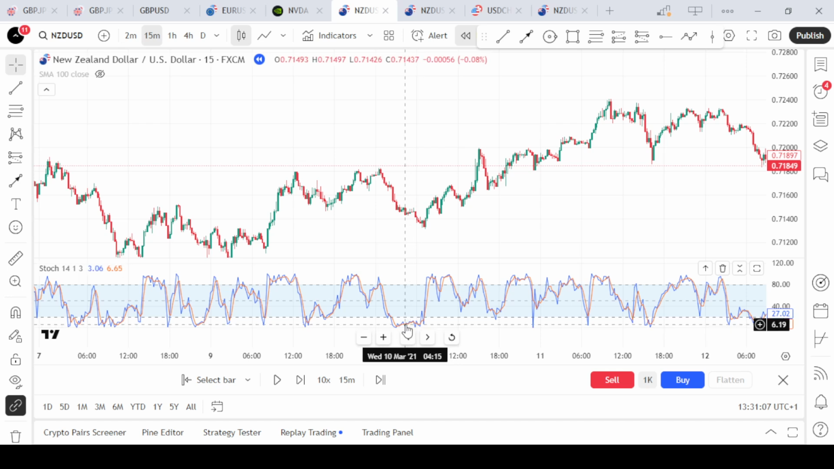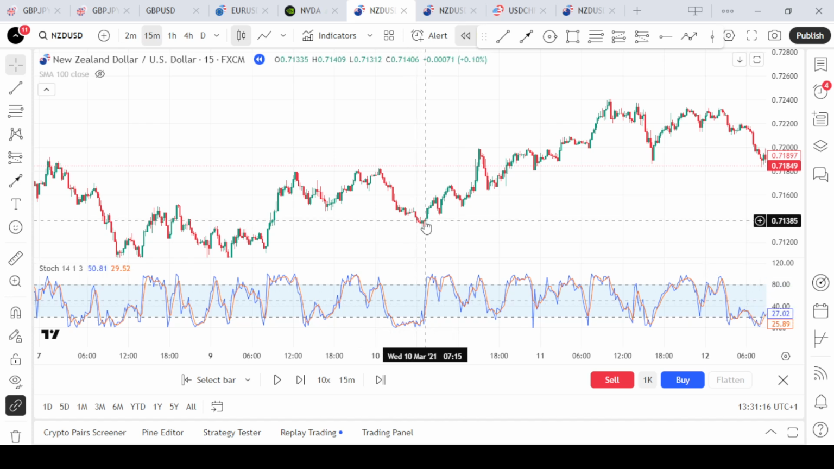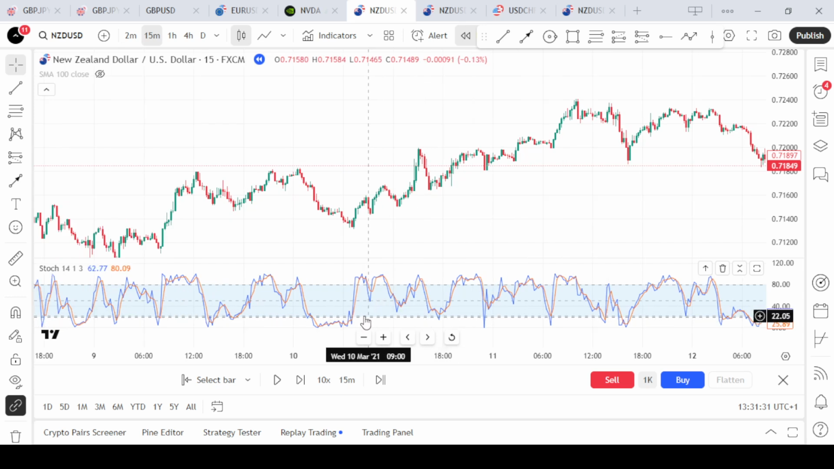The stochastic level is below the 20 region at this area, meaning that we should be looking for a buying opportunity. You have to also look for where the fast line crosses above the slow line. The fast line is this yellow line. Once it crosses above the blue line, this signals for us to take our trade.